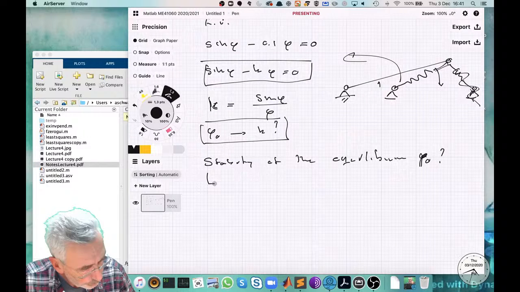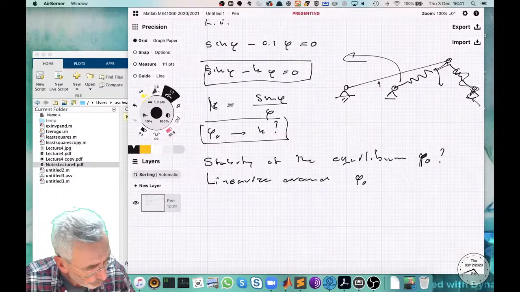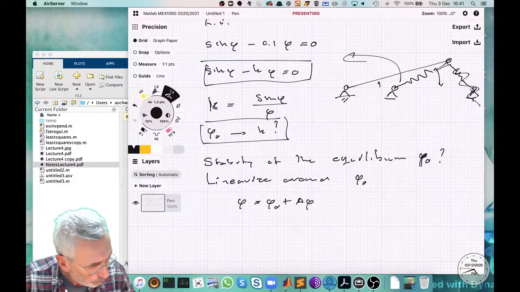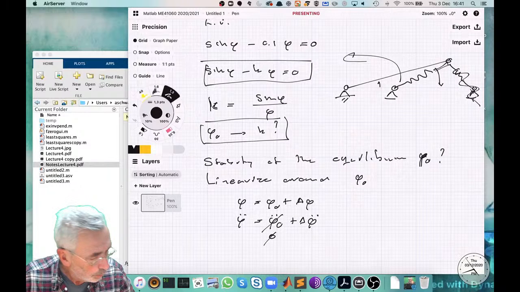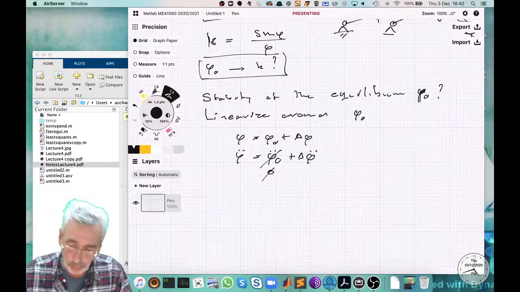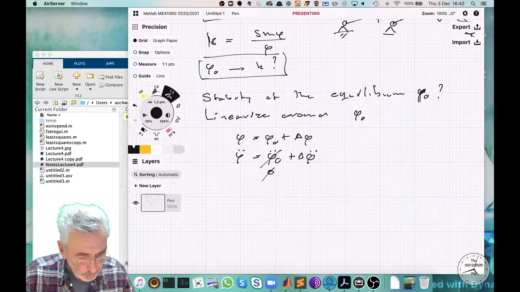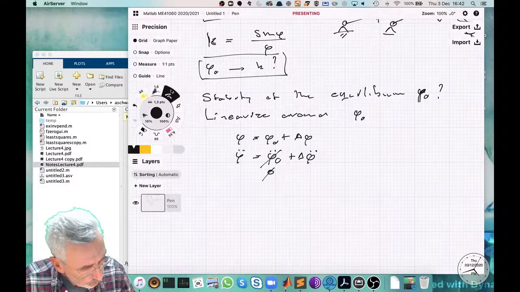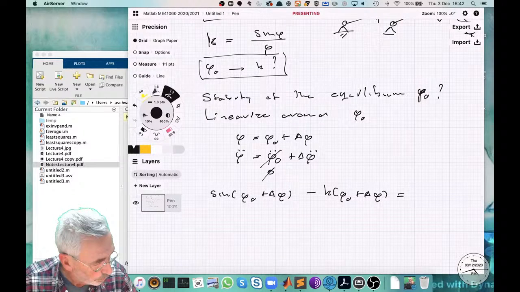around phi 0. So meaning you say phi is phi 0 plus delta phi, and then of course phi double dot is then phi double dot 0. Well, it's constant because that's a 0, right? Plus delta phi double dot. You just fill that into the equation, and if you do that, then what do you get? You get the linearized equation of motion. So we get in the end the sine of phi 0 plus delta phi minus k times phi 0 plus delta phi equals mass moment of inertia delta phi double dot.